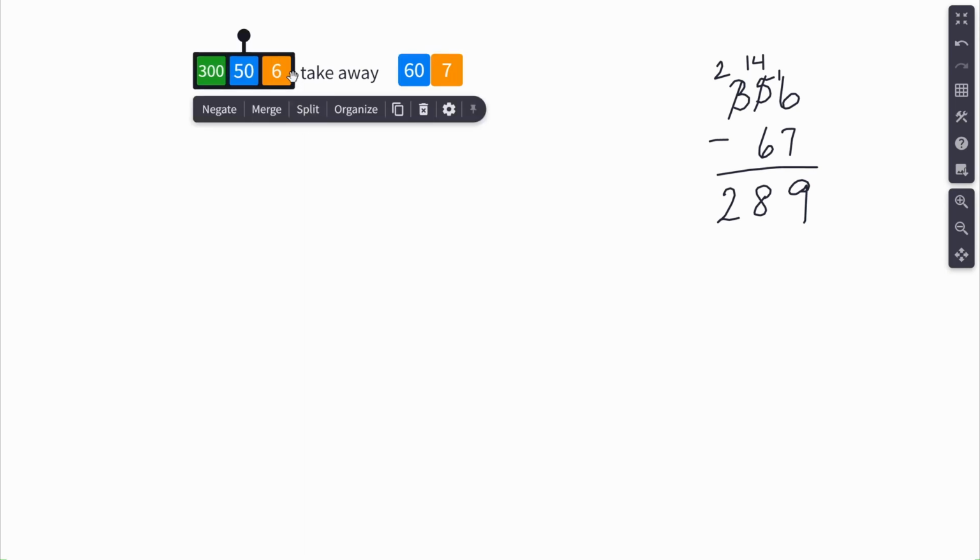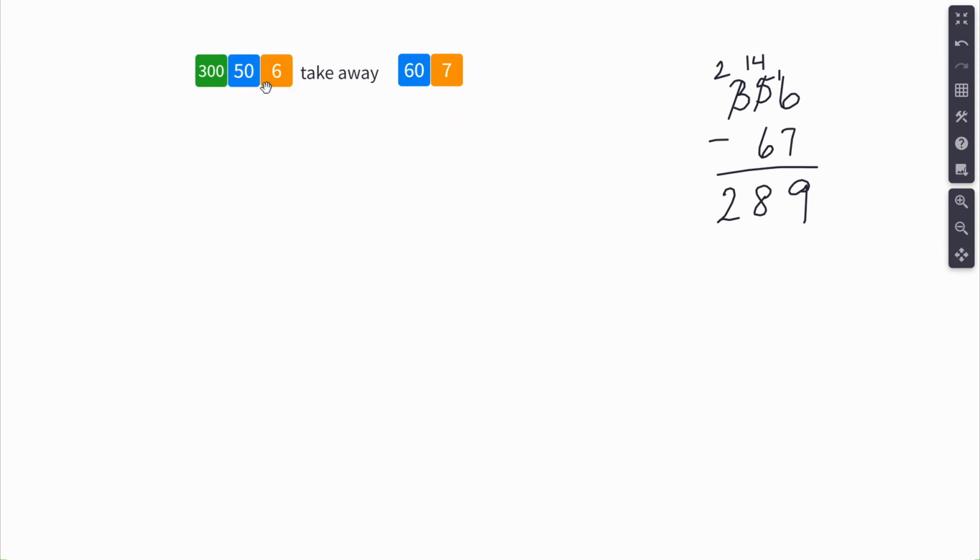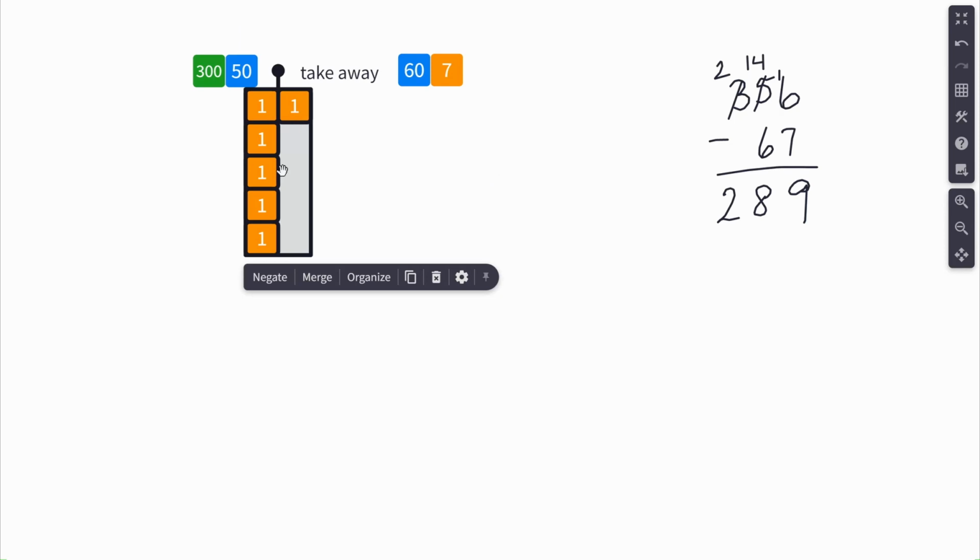So let's look at 356. I only have 50 in the tens place. I can't take away 60 unless I make more. And I only have 6 ones. I can't take away 7 unless I make more. So I need more tens and I need more ones. I have 6 ones that I can take away, but that's not enough. That's not 7. I need more ones.